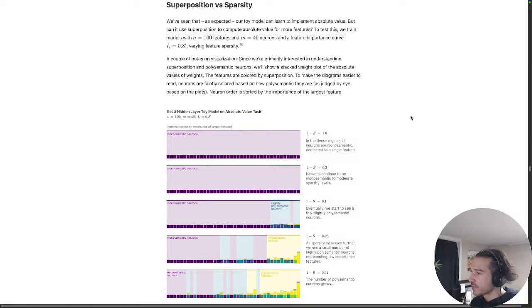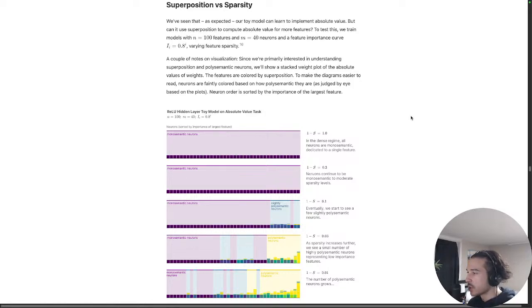A couple of notes on visualization. Since we're primarily interested in understanding superposition and polysemantic neurons, we'll show a stacked weight plot of the absolute values of weights. The features are colored by superposition. To make the diagrams easier to read, neurons are faintly colored based on how polysemantic they are, as judged by I based on the plots. Neuron order is sorted by the importance of the largest feature. ReLU hidden layer toy model on absolute value task, n equals 100, m equals 40, importance equals 0.8 to the i. Neurons sorted by importance of largest feature.